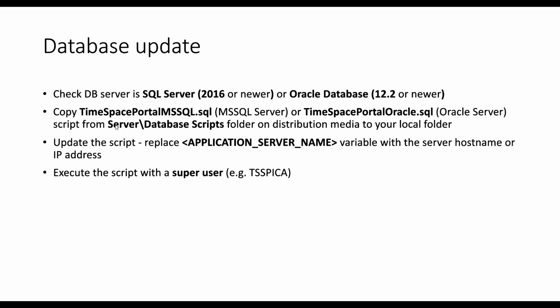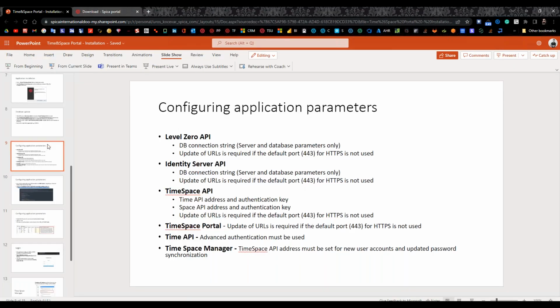So once again, you will go to the Time and Space distribution media under server database scripts, look for the appropriate script and then check the description on the top or at the start, make adjustments or updates of the script, and then execute this script with the super user on the Time and Space database. Okay, let's do this now.